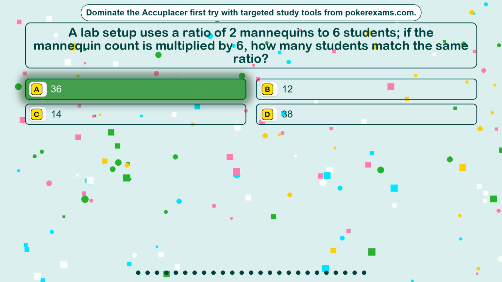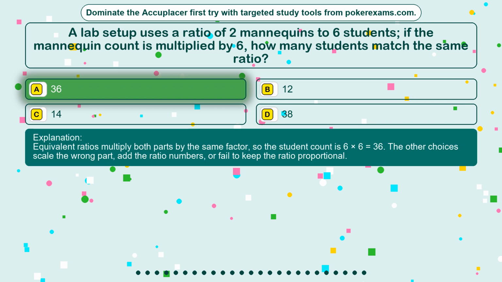The correct answer is option A, 36. Equivalent ratios multiply both parts by the same factor, so the student count is 6 times 6 equals 36. The other choices scale the wrong part, add the ratio numbers, or fail to keep the ratio proportional.